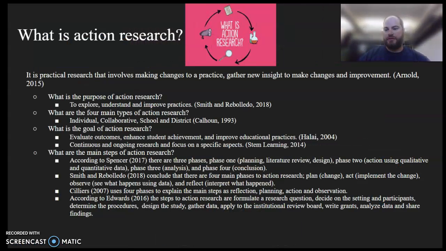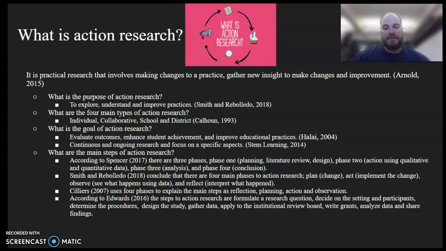So what is action research? It is the practical research that involves making changes to a practice, gathering new insight to make changes and improvements. The purpose of it is to explore and understand and improve the practices that are currently being done. The 4 main types of action research right now are individual, collaborative, school, and district. The goal of action research is to evaluate outcomes, enhance student achievement, improve educational practices. We're looking for continuous and ongoing research and focus on certain specific aspects of learning.